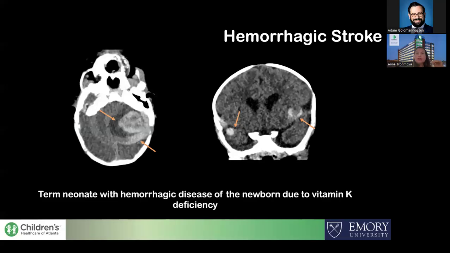So here, this is just an example of a term neonate who presented with multifocal both infratentorial and supratentorial hemorrhages that was thought related to hemorrhagic disease of the newborn due to vitamin K deficiency in this case. And I just wanted to bring your attention to the hemorrhages that we see supratentorially, because based on their location and appearance, even though we have only CT, that just makes us think that those hemorrhages may be subpial in location.